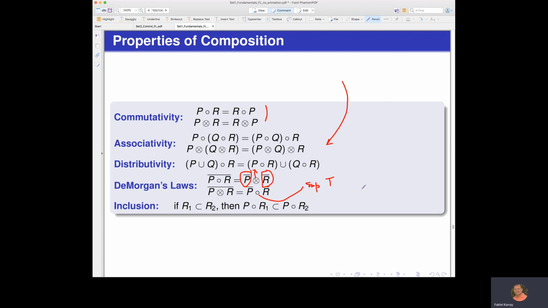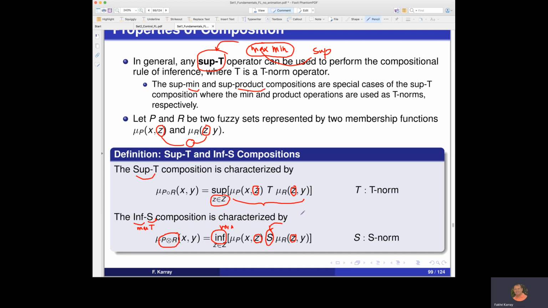So inf-S or sup-T are two types of composition rule of inference. They are utilized in various applications, and you are usually told what type of operation you are going to utilize for the composition rule of inference. If it is the sup-min, then utilize the first one that we have seen. If it's the inf-S, then utilize the inf-S operation as we have seen it in these slides.